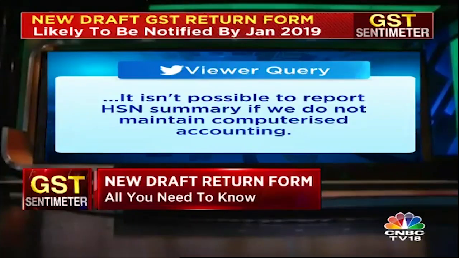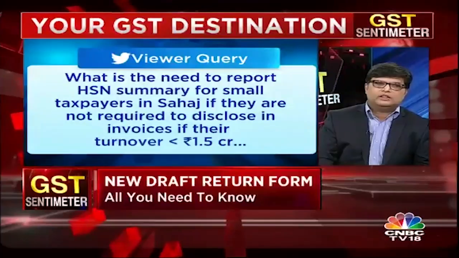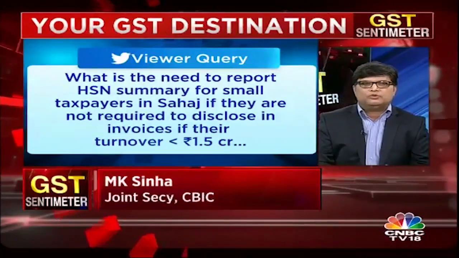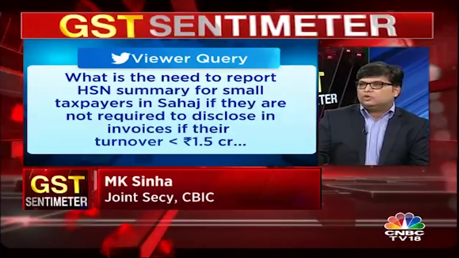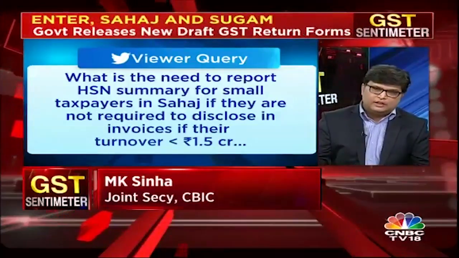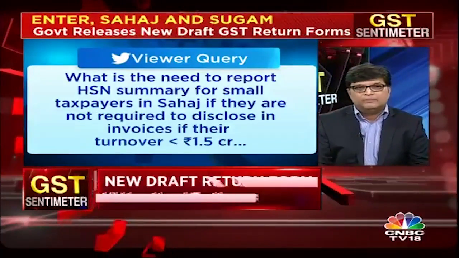Okay, HSN summary actually, you see, small taxpayer till now was somebody who was smaller than 1.5 crore. But to bring in simplification for larger tax base, it was decided to raise the threshold to 5 crore. And therefore, HSN information up to 5 crore could not have waited to be filed in the annual information, and therefore it is part of the monthly return.